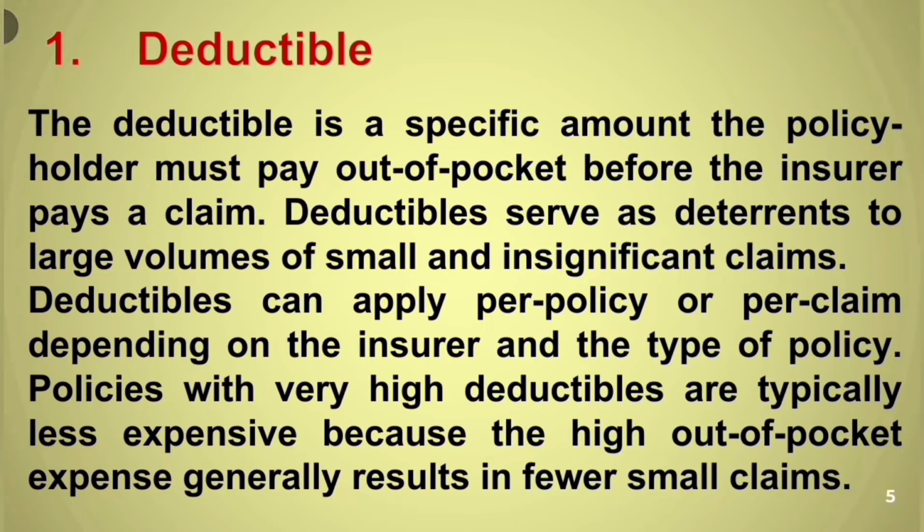Number 1, deductible. The deductible is a specific amount the policyholder must pay out of pocket before the insurer pays a claim. Deductibles serve as deterrents to a large volume of small and insignificant claims. Deductibles can apply per policy or per claim depending on the insurer and the type of policy. Policies with very high deductibles are typically less expensive because the high out-of-pocket expense generally results in fewer small claims.